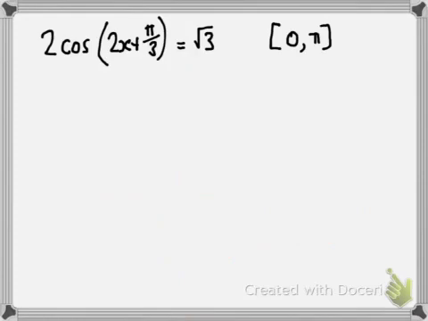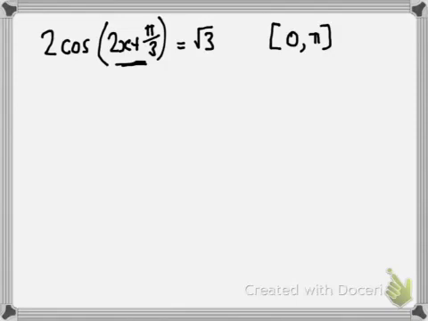Okay, next type of problem is a situation where you've got something else in this bracket here, other than just x, 2x, 3x, or theta, etc. You've actually got something tacked onto it, such as a plus pi on 3. It's a little bit of extra complexity here, but we'll work through it and see how we go.